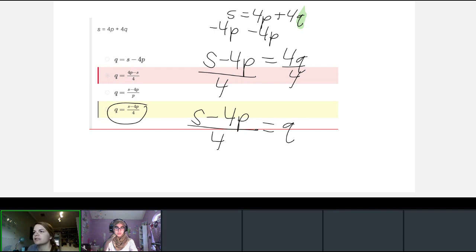It's kind of funny because in this one, they didn't end up simplifying those fractions like they did in the first one that we did. In the first one, they had S divided by 4 minus P, because 4 divided by 4 would be 1. So it's funny, this one they did not simplify. But that is how you solve those.